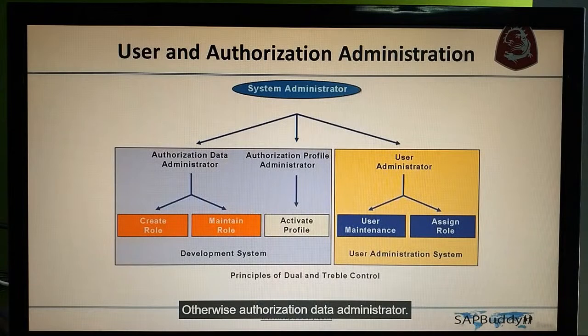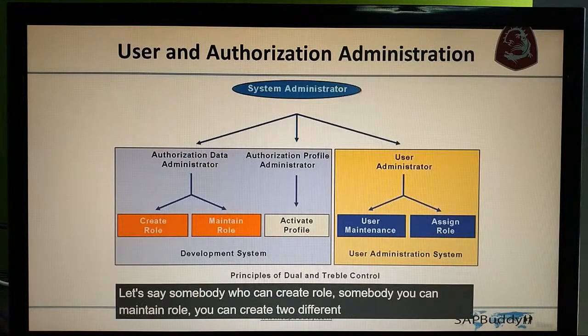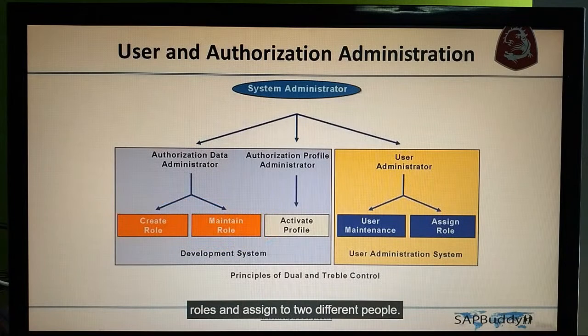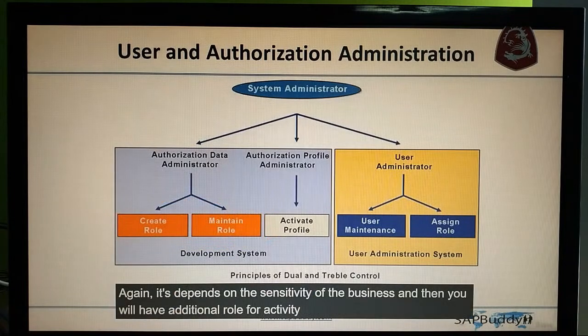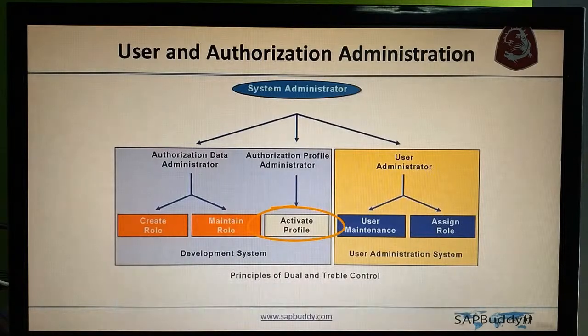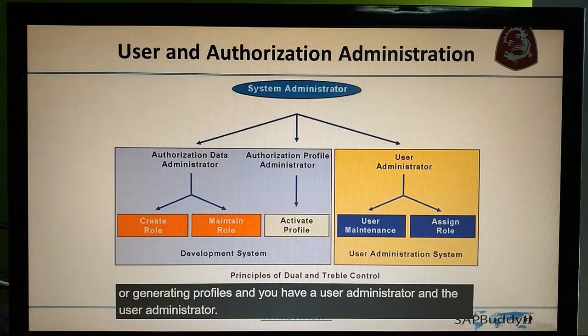This we can combine if it is necessary. Otherwise, authorization data administrator, you can also divide it into two. Let's say somebody who can create roles, somebody who can maintain roles. You can create two different roles and assign them to two different people. Again, it depends on the sensitivity of the business. And then you will have an additional role for activity or generating profiles.